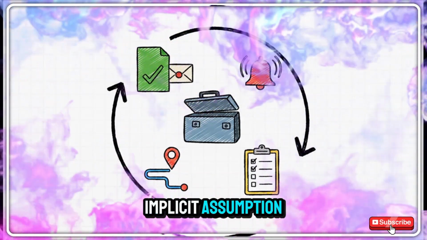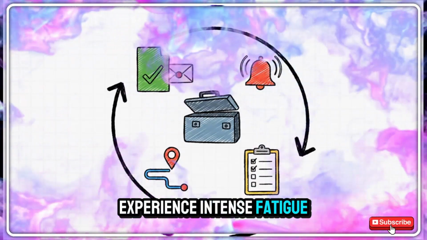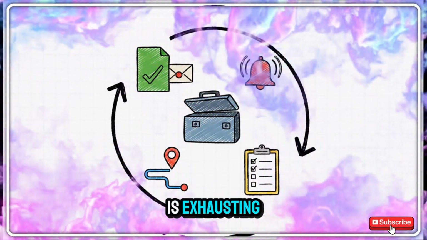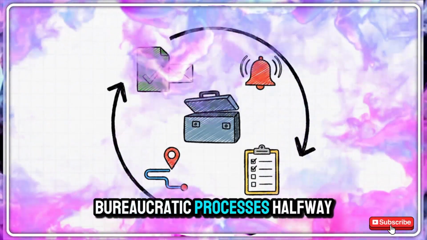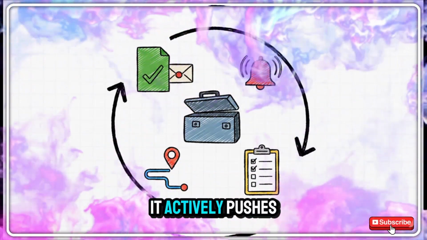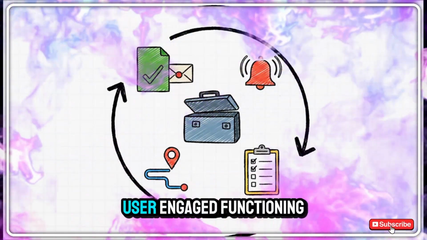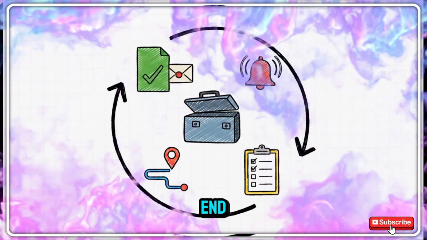The implicit assumption engineered right into this feature is that victims experience intense fatigue. Recovering from fraud is exhausting, and it's incredibly common for individuals to just abandon complex bureaucratic processes halfway through. The system anticipates this fatigue. It actively pushes notifications to keep the user engaged, functioning as a closed-loop project management tool from end to end.